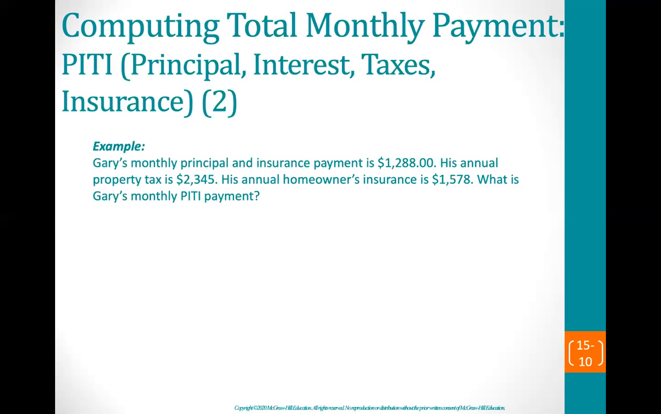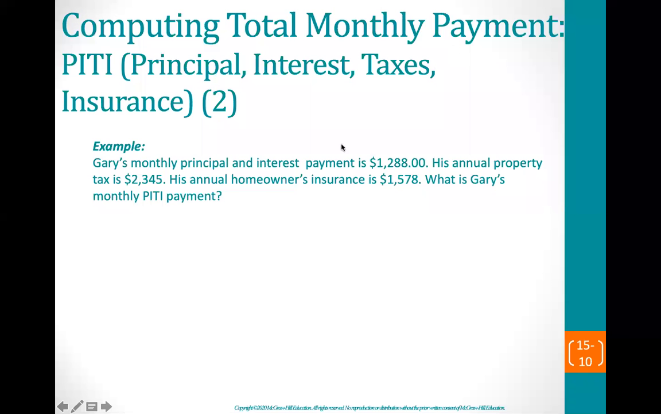So in Gary's example, Gary's monthly principal and insurance payment is $1,288. Sorry, that should say principal and interest payment. Gary's monthly principal and interest payment is $1,288 from when we calculated it before. His annual property tax is $2,345, and his annual homeowner's insurance is $1,578. What are his monthly PITI payments?